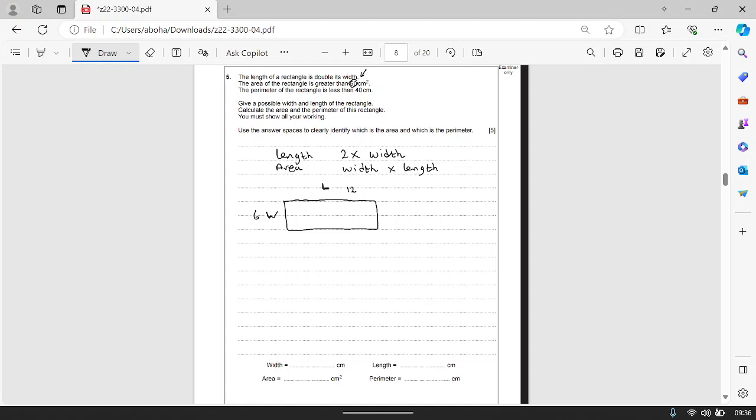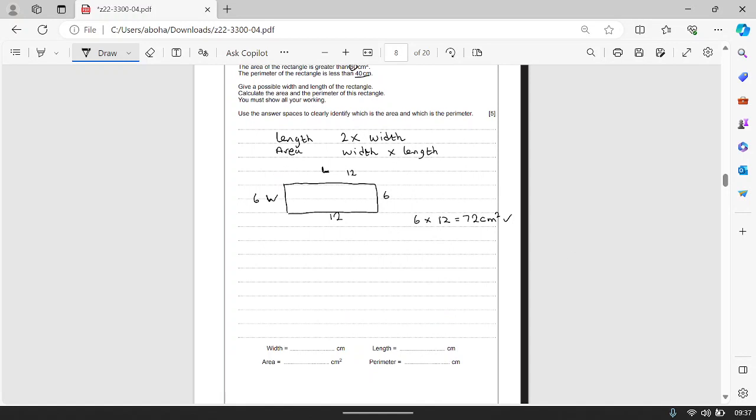Now 6 times 12 is 72. So we know that that area is going to work. But the perimeter must be less than 40. So does this add up to less than 40? We've got 12 and 12 and 6 and 6. So that adds up to 36. So we know now that this is going to work. So the width is going to be 6, the length is going to be 12, the area is going to be 72, and the perimeter is going to be 36.